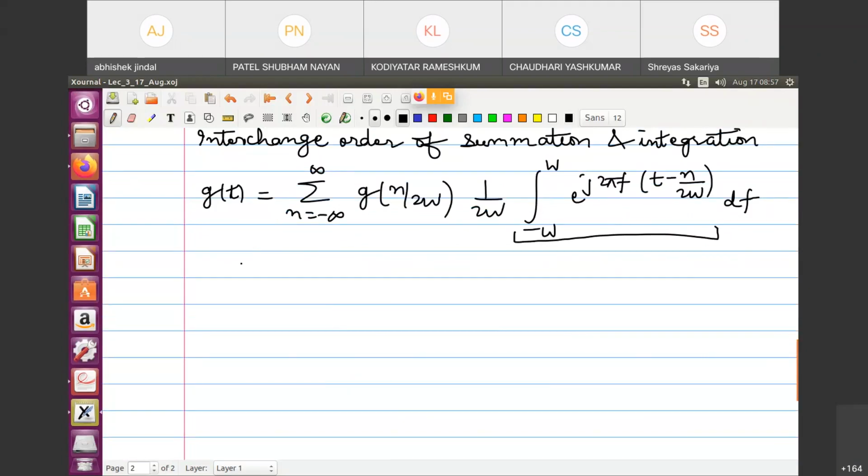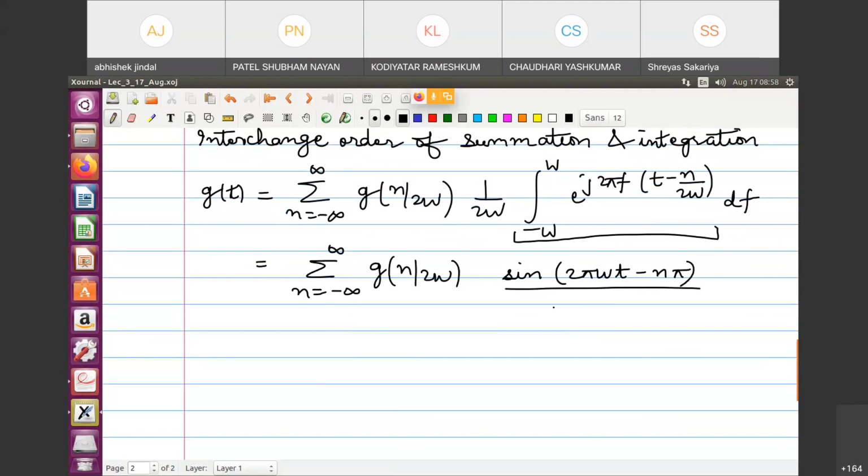So let me just give you the result. Those who are trying may confirm it. I am not evaluating it, I am giving you the result. The final result is sine of (2πWt − nπ) upon (2πWt − nπ). So this is the result.